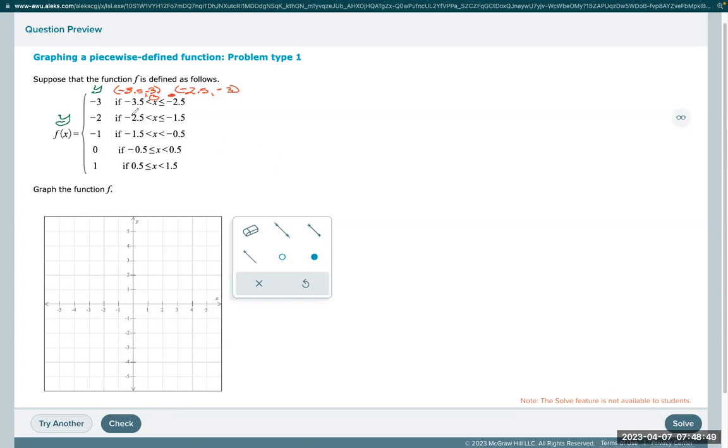All right. Then the next row, my y is negative 2, and I'm starting at negative 2.5 with an open circle. So my point is negative 2.5, negative 2. My other point is negative 1.5, and it's still negative 2 for the y. This is my closed circle. We're going to keep going for the rest of the points.